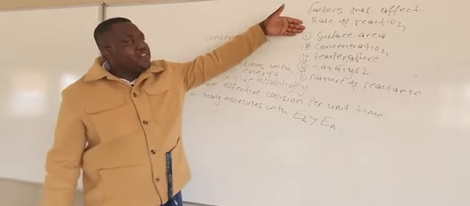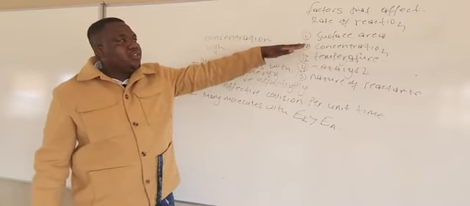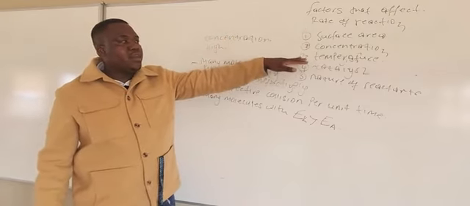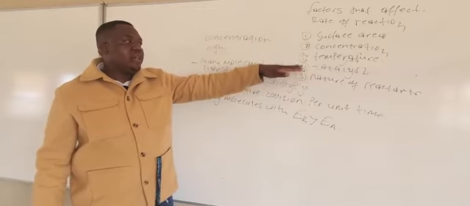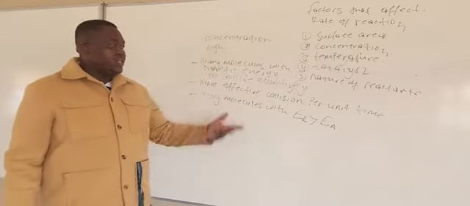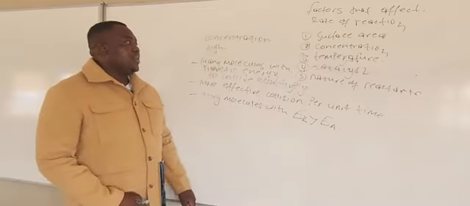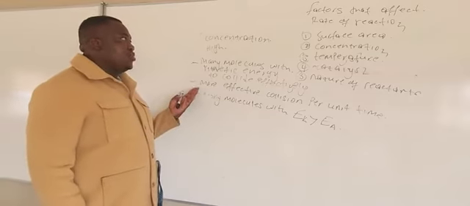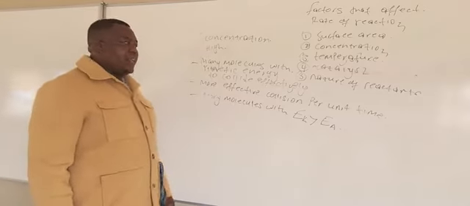Then you know that for surface area, you write the 2 statements. For concentration, write the 2 statements. For temperature, write the 2 statements. For catalyst, you write the 2 statements. Then, I hope you understood how does concentration affect the rate of reaction.